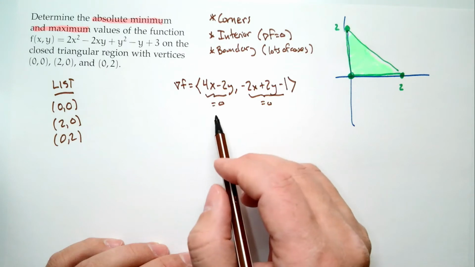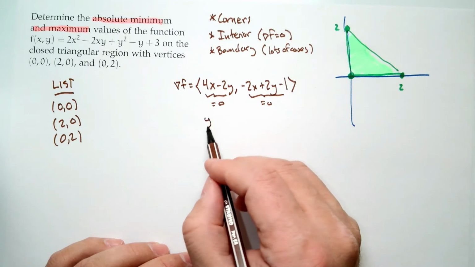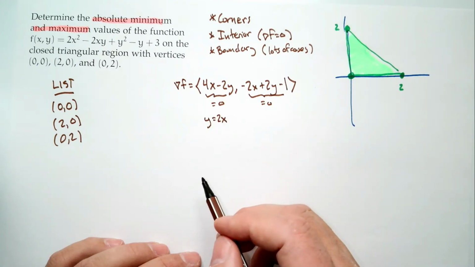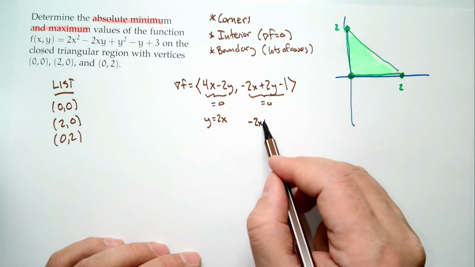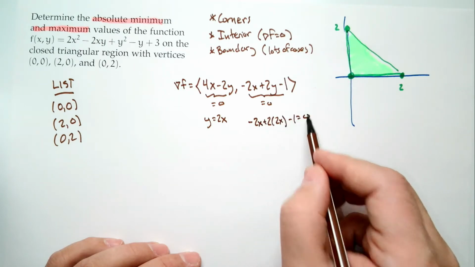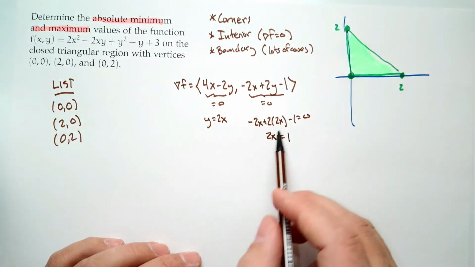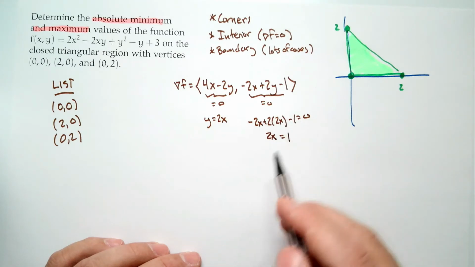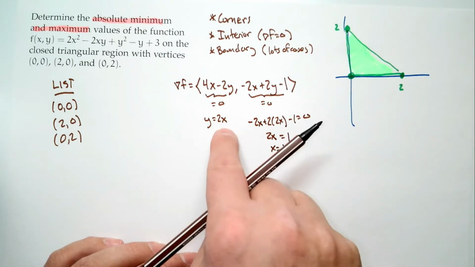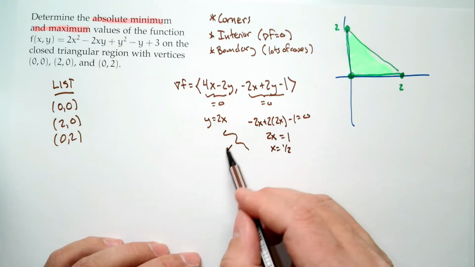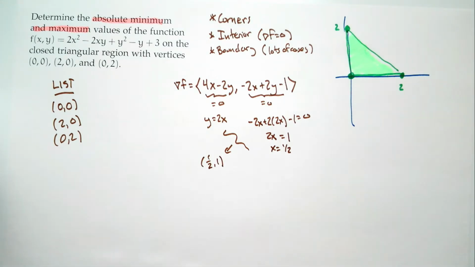Now, from the first equation, we can see that 4x minus 2y equals 0 tells us that y has to equal 2x. And now that we know that y equals 2x, we can go into our second equation, and we say that, well, minus 2x plus 2 times 2x minus 1 equals 0. And that becomes 2x equals 1, because that'll be 4x minus 2x, and then 1 moves across, or x equals a half. Now, if x equals a half, y is twice x, which tells us that we're getting to the point (1/2, 1).